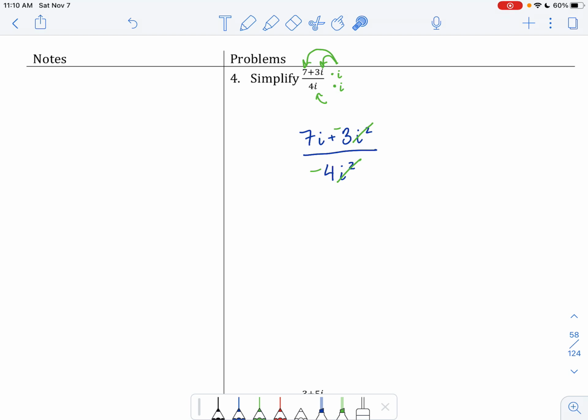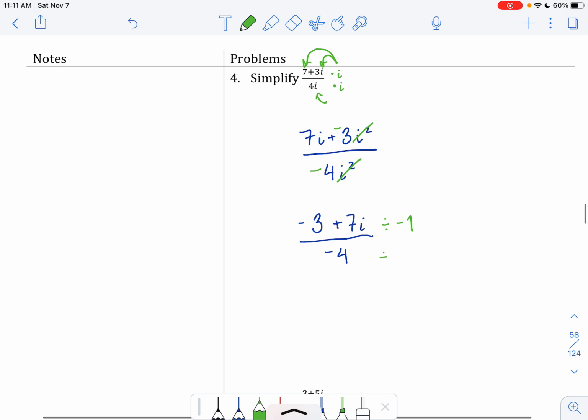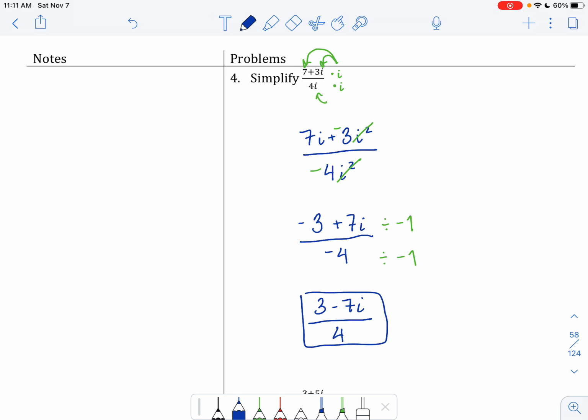When we write our complex numbers, we want to write the real term first and the imaginary second. So what I might say then is -3 plus 7i over -4. And then what you'll often see is simplifying the negatives. So divide a -1 out of both sides, which will leave us with 3 minus 7i over 4, which is a lovely final answer. You could also have 3 over 4 minus 7 over 4i, which just keeps your a and b a little bit separate and a little bit more organized. Both of these answers are just fine.